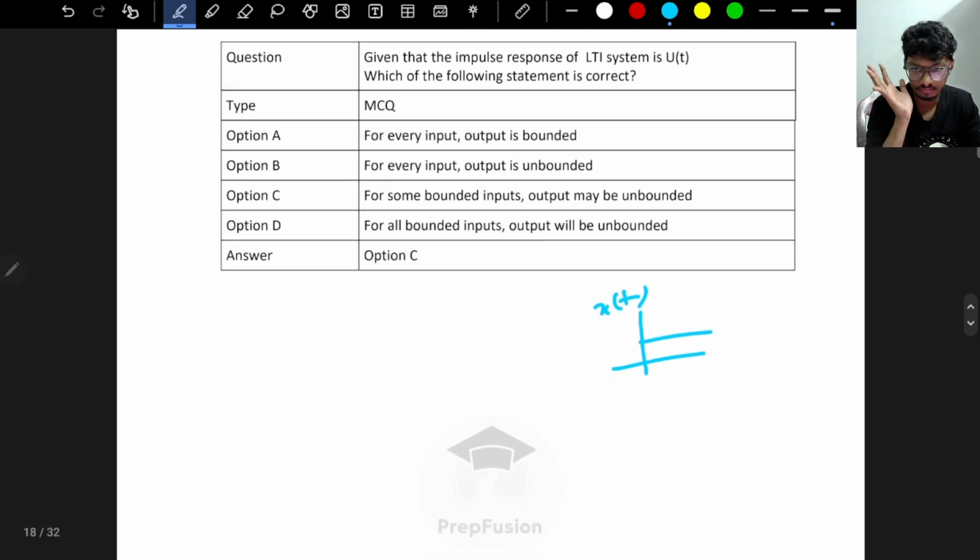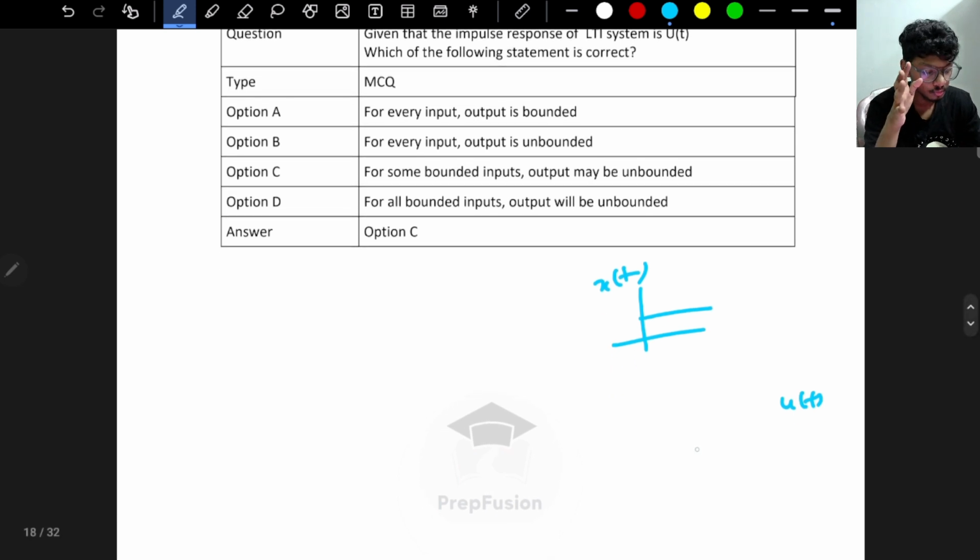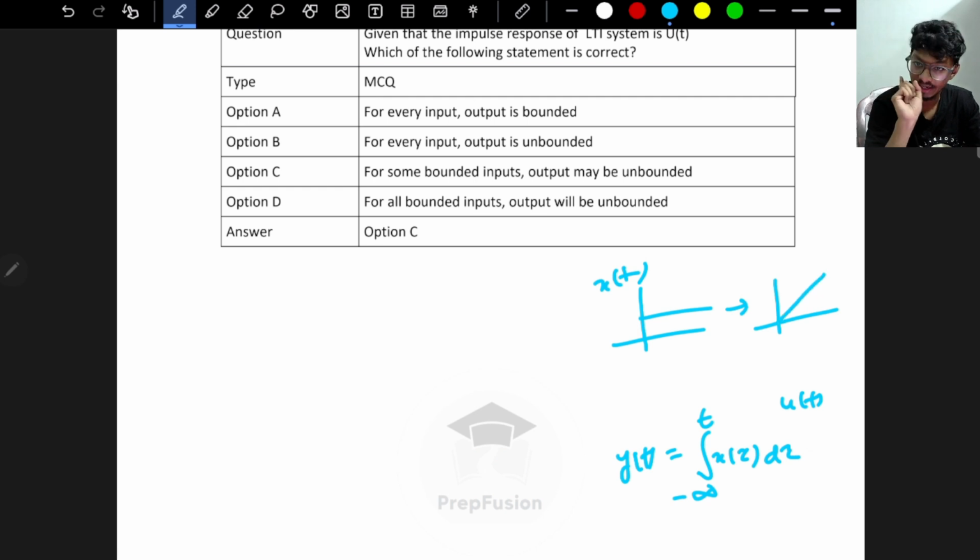If you remember, whenever I have u of t as my impulse response, then the output is simply the running integration, from minus infinity. So I will just integrate. If I integrate the unit step, this will be my output, which is simply a ramp. My input was bounded, from 0 to 1, but the output I'm getting is unbounded. It will go towards infinity.